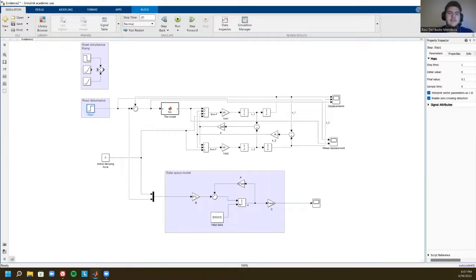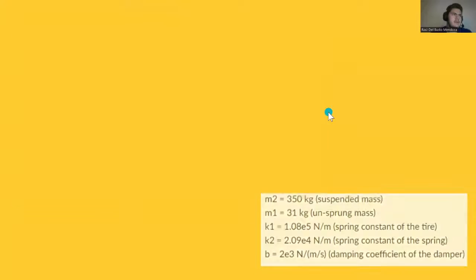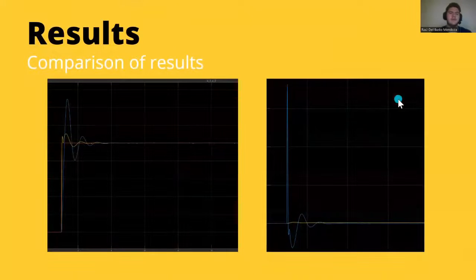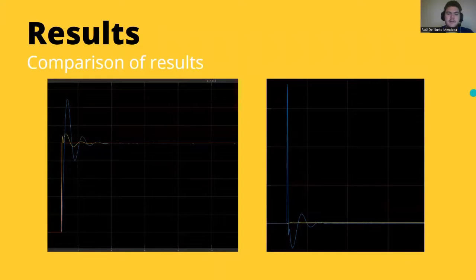I ran the simulation with a step perturbation, which can be considered like a car that passes an unevenness on the road. The results from this simulation were represented in these graphs. I took a screenshot of the results from the first model and the model we proposed.